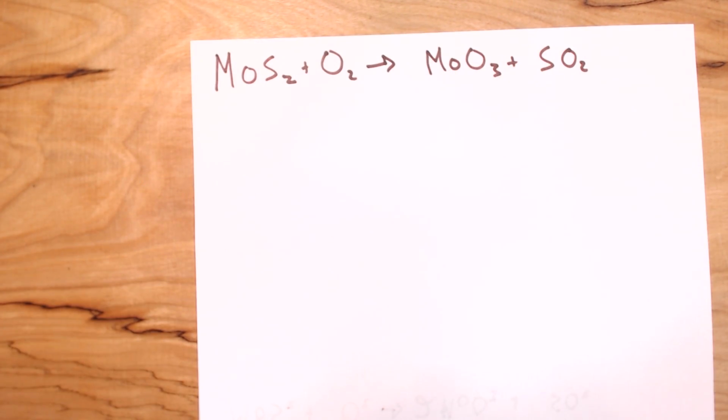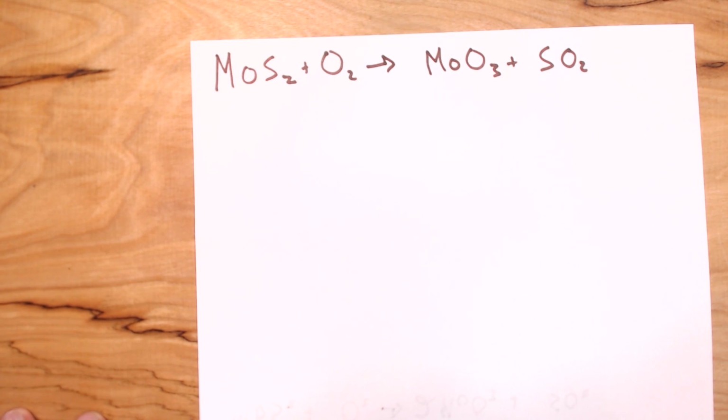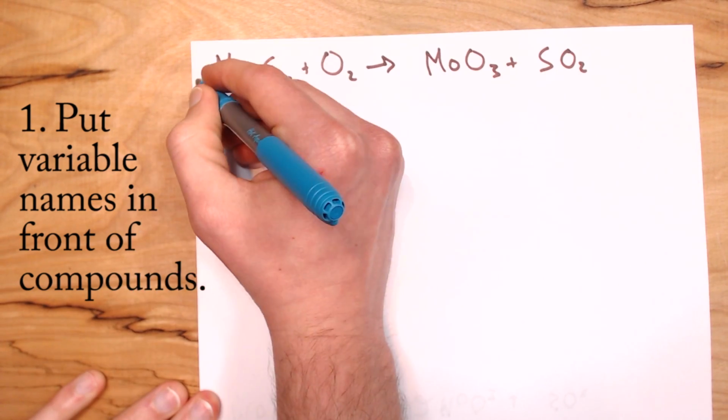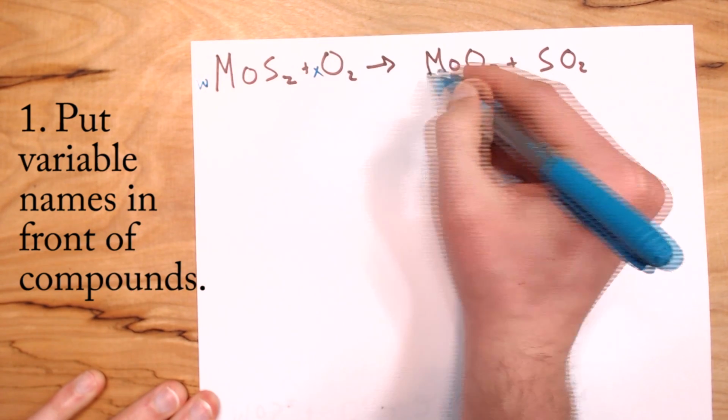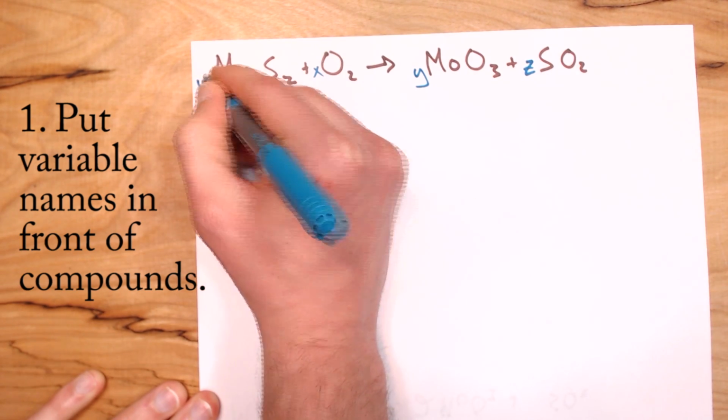Let's say we're balancing a tough chemical equation like this one. I'll show you a method that removes a little bit of the guesswork. So the first thing I want to do is put variable names in front of each compound. So I'm going to put W, X, Y, Z. And these are just variables that represent how many of each compound we need.